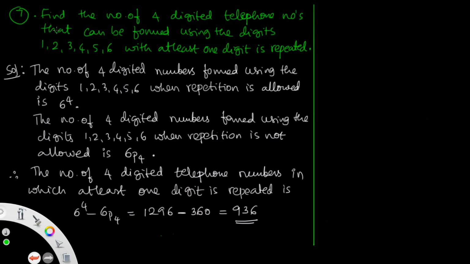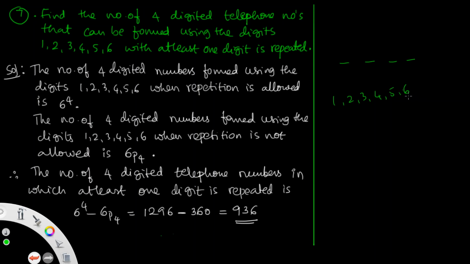7th one. Find the number of 4-digit telephone numbers that can be formed using the digits 1, 2, 3, 4, 5, 6 with at least one digit repeated. At least one digit is repeated. So to form 4-digit telephone numbers by using the digits 1, 2, 3, 4, 5, 6 with at least one digit repeated.